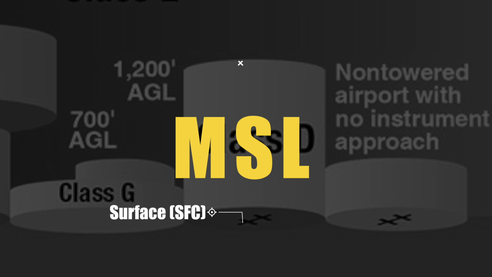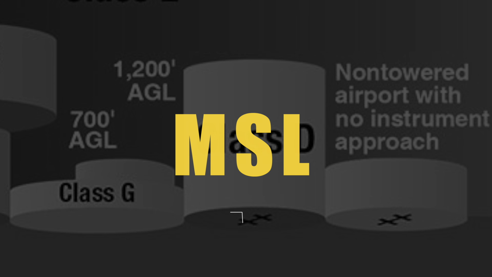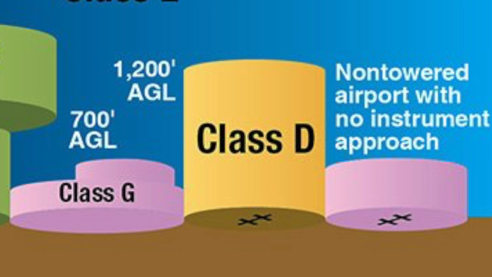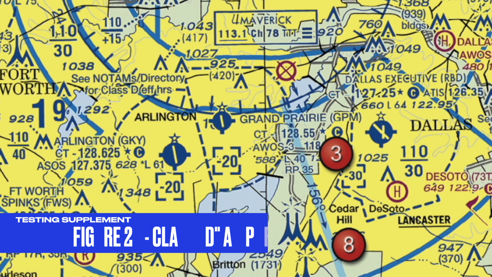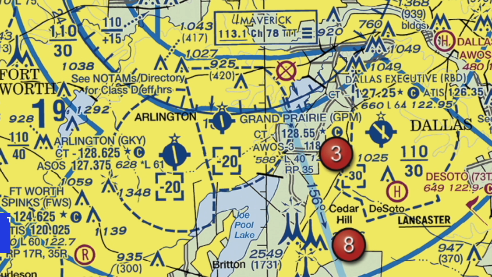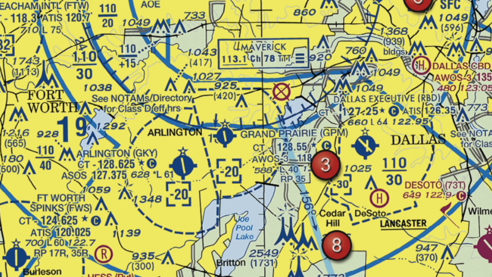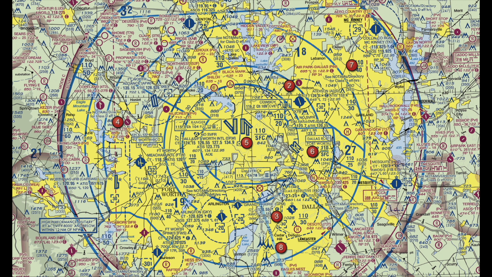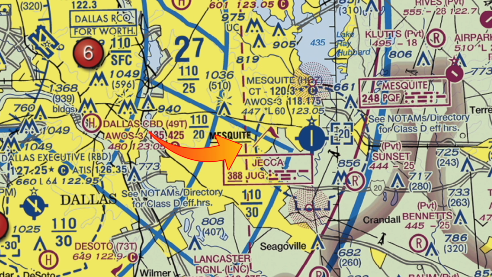Class D airspace is only measured in MSL, mean sea level. It is not measured in AGL. And you notice how you see AGL right next to it on this chart, right? But that's referring to Class E airspace. Now, in regard to the altitude ceiling of Class D airspace, if you turn to Figure 25 in your testing supplement, you will find many Class D airports displayed on this sectional chart. You should already know that Class D airspace is depicted by dashed blue lines.